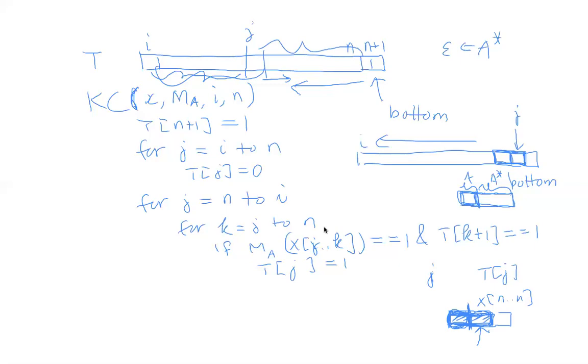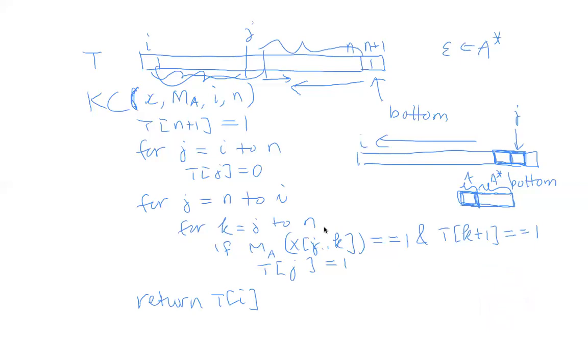Okay, so finally we return t of i. So then we can get rid of the recurrence. So that's it. That's what this bottom-up approach looks like. So let me erase this.